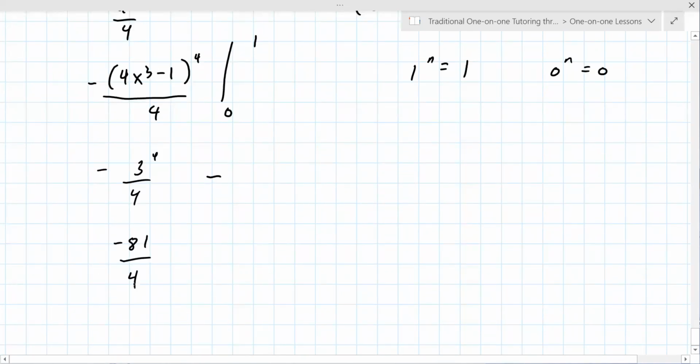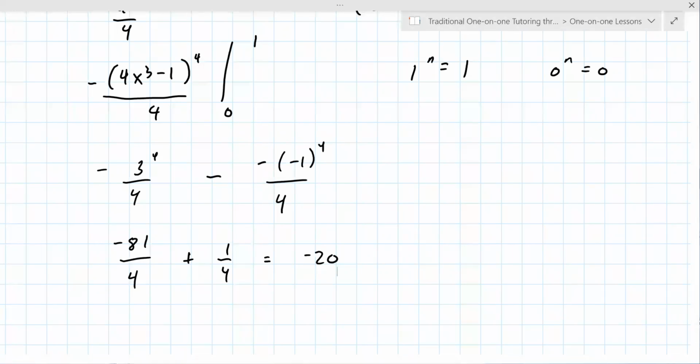Oh, okay. Yes. 81 over 4, negative, and then minus the value at 0. So you put 0 in for x cubed. Negative 1 minus 1, 4 over 4. So then that's negative 81 over 4 plus 1/4. So then that's negative 80 over 4, which is negative 20. Yes.